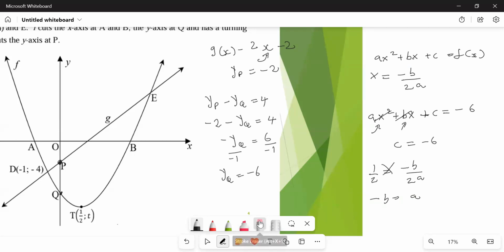Or let me do it again: 1 multiplied by 2a gives 2a, is equal to 2 multiplied by minus b, which is minus 2b. Then divide both sides by minus 2. Divide both sides by 2, so this one and this one will cancel out.